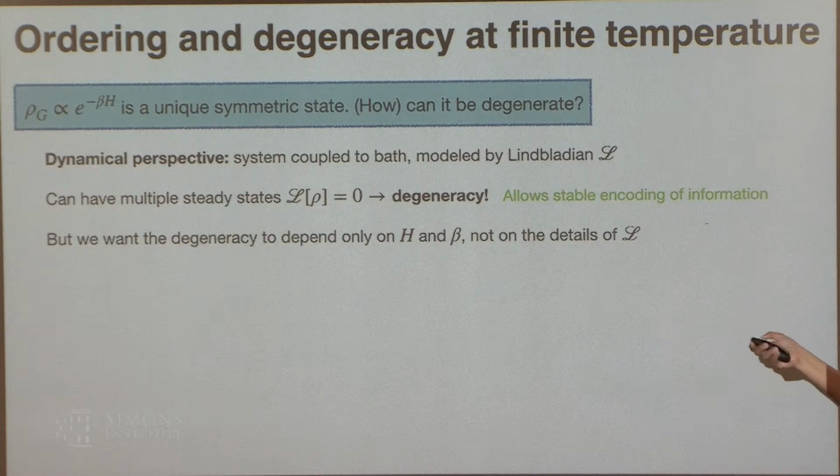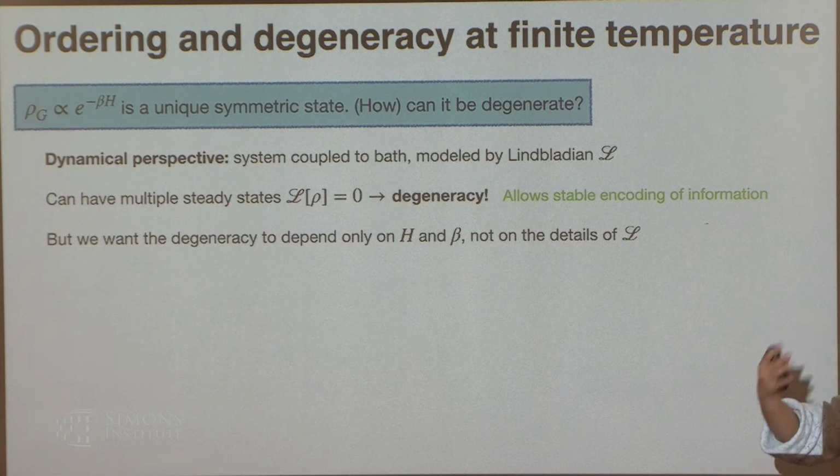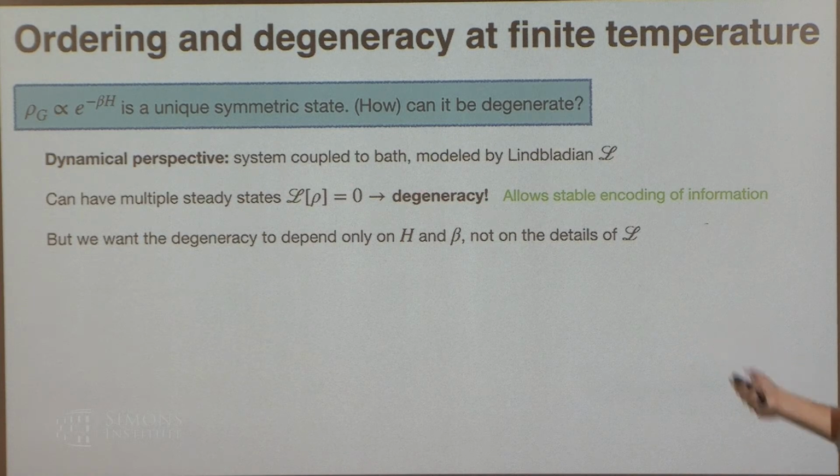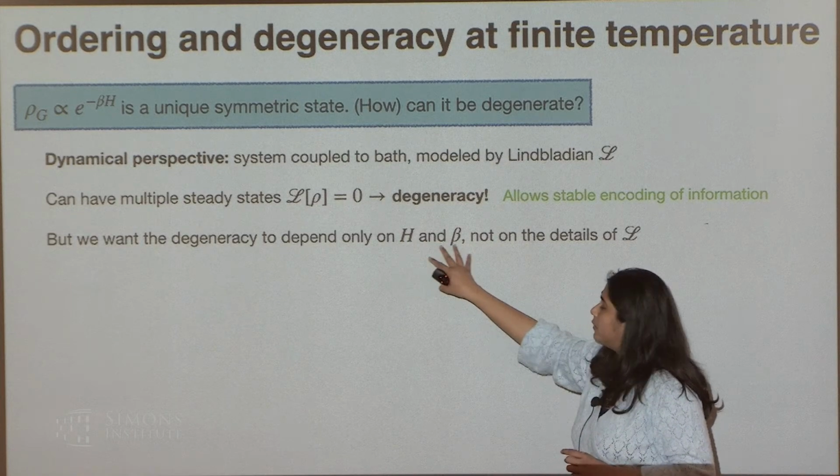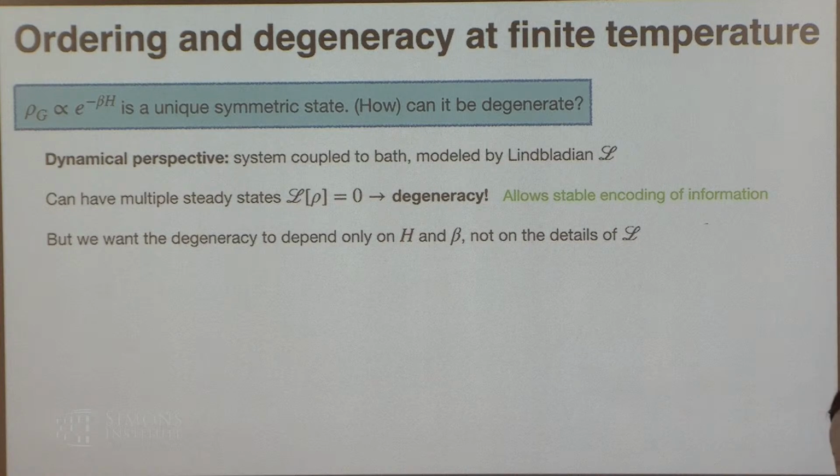If you have these multiple stable Gibbs states, then you can use those to encode information. And this generalizes the idea of ground state degeneracy to finite temperatures, which is a degeneracy of this dynamics. But we want the degeneracy to only depend on the properties of the Hamiltonian and the temperature, and not on the detailed microscopics of the dynamics that we use, because you want it to be a feature of the system and not of the actual dynamics that you're using to get that.